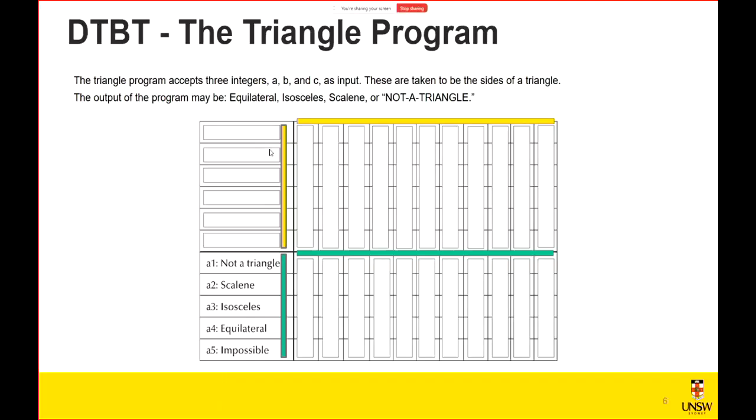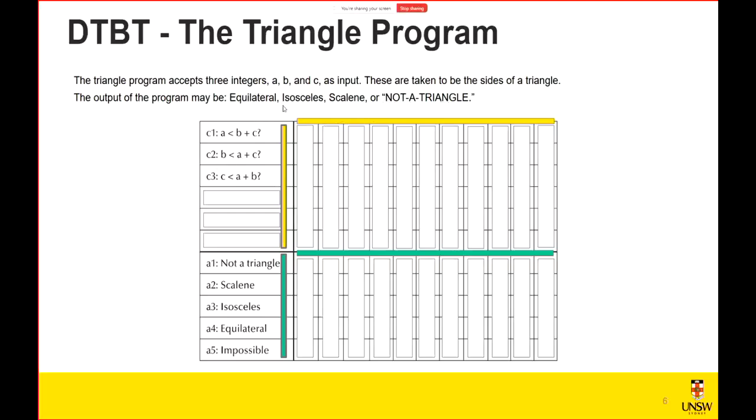And for the conditions, we just need to care about the relations between different sides of the triangle. The first one could be whether A is smaller than B plus C, and this is related to whether these sides could form a triangle or not. Similarly, we can have whether B is smaller than A plus C or not, and whether C is smaller than A plus B or not. And that's about whether the sides can form a triangle or not.